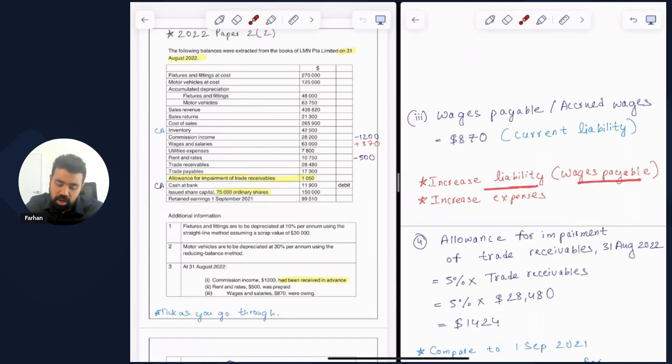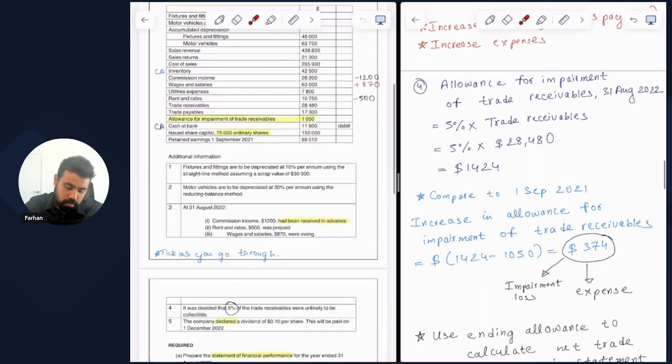Okay. So the summary of this is to increase the current liability, mainly the wages payable in the statement of financial position, and also to increase the expenses for salaries and wages, which is basically the total of $63,000 plus an additional $870 when you prepare the statement of financial performance. Okay. All right. So let's move to the next one, number 4.